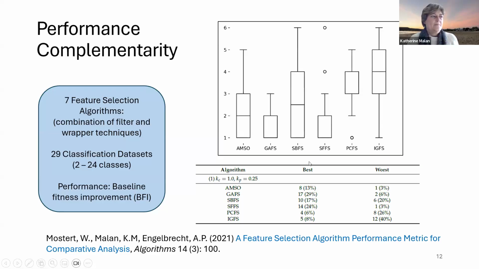So if you just look at the best column, AMSO was the best in 13% of the cases, the GA in 29%, and so on. And these were also good on some of the instances. They were the best on some of the instances. So we have the situation where some are the best, and they also all were the worst on some. So, for example, AMSO is a kind of average performer because it's hardly ever the best, but it's also hardly ever the worst. Okay, so we showed performance complementarity.